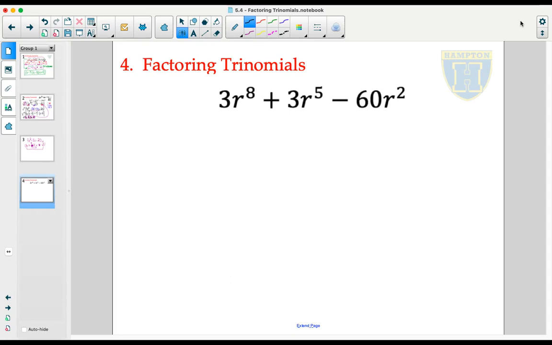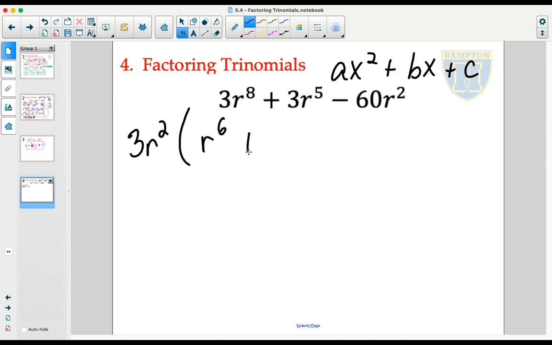Even in those situations where we do not have our desired form of ax squared plus bx plus c, we can utilize that trial and error slash AC method thinking in order to factor a polynomial. First, looking at this polynomial, we recognize a greatest common factor of 3r squared. That has to come first before we can do anything else.